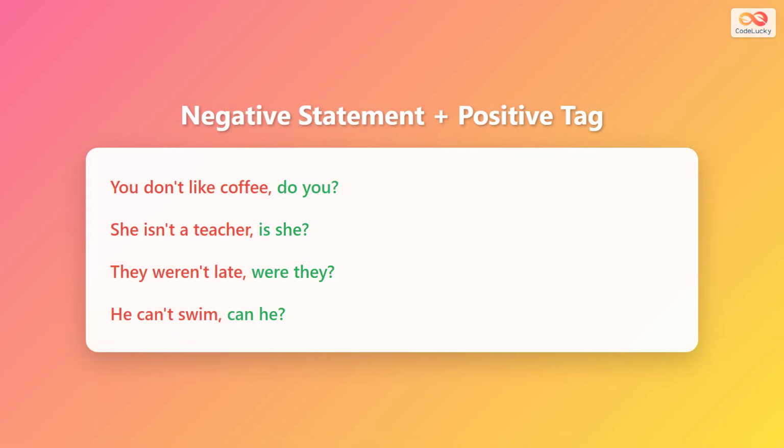When the main statement is negative, the tag question becomes positive. Here are the examples. You do not like coffee, do you? She is not a teacher, is she? They were not late, were they? He cannot swim, can he? The tag always reverses the positive or negative form.